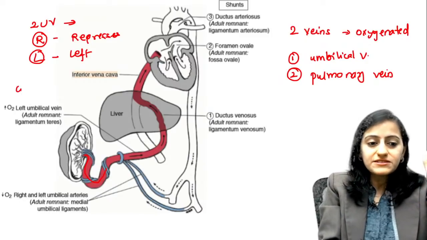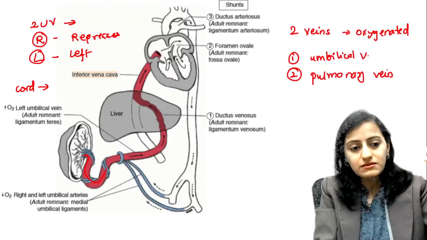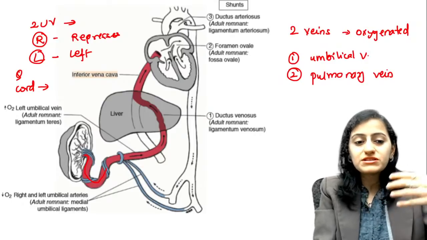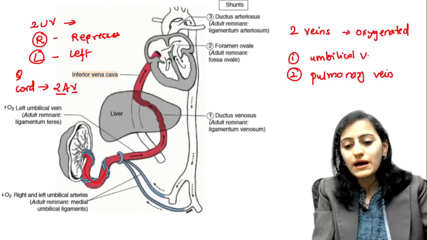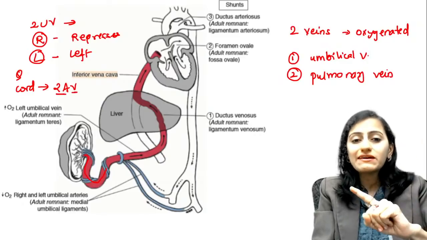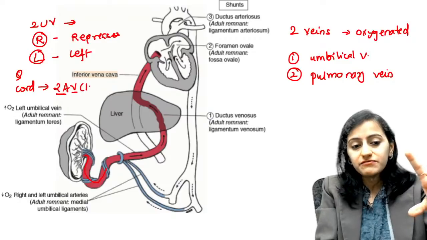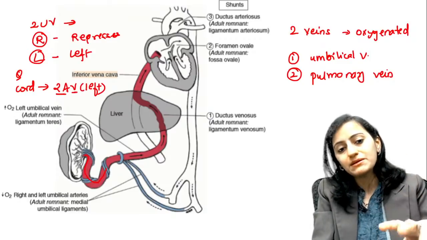So basically if I ask you that in the umbilical cord, this is a very important question. How many arteries and how many veins? Remember it is 2AV, that is 2 arteries and 1 vein. Which vein is it? It is the left umbilical vein.